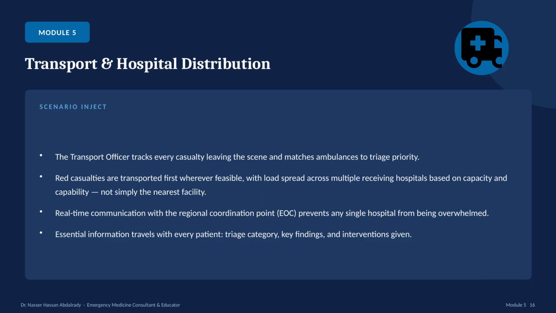The final piece is getting casualties safely to definitive care. The transport officer tracks every casualty leaving the scene and matches ambulances to triage priority. Red casualties are transported first wherever feasible, with the load spread across multiple receiving hospitals based on capacity and capability, not simply the nearest facility.